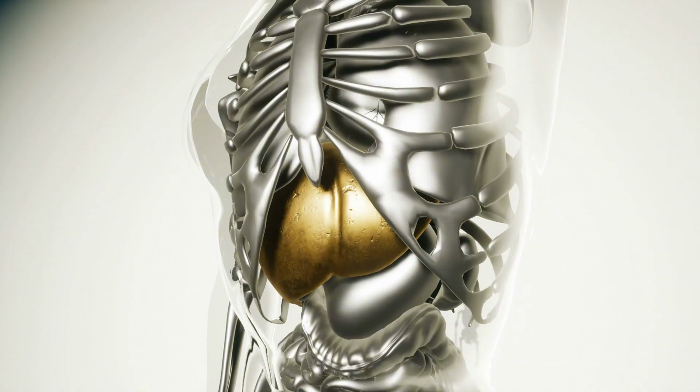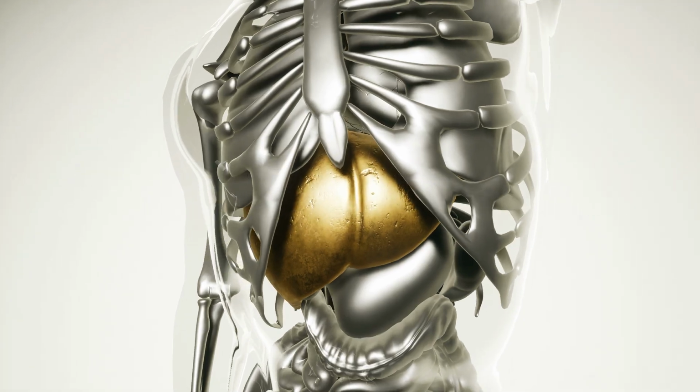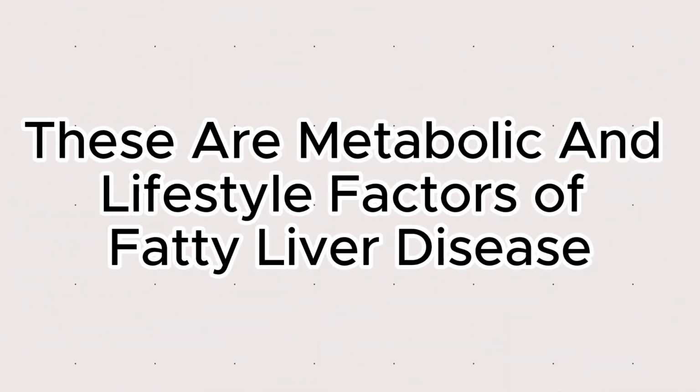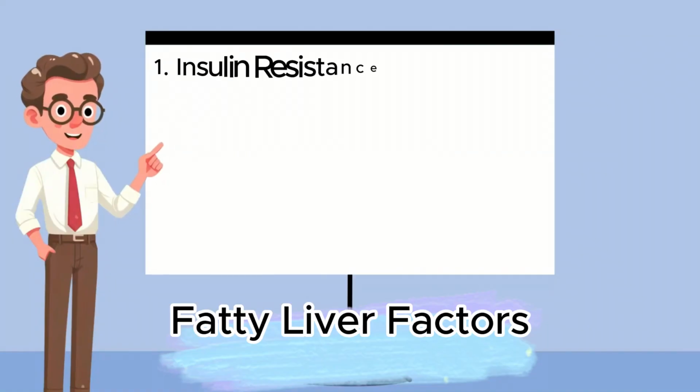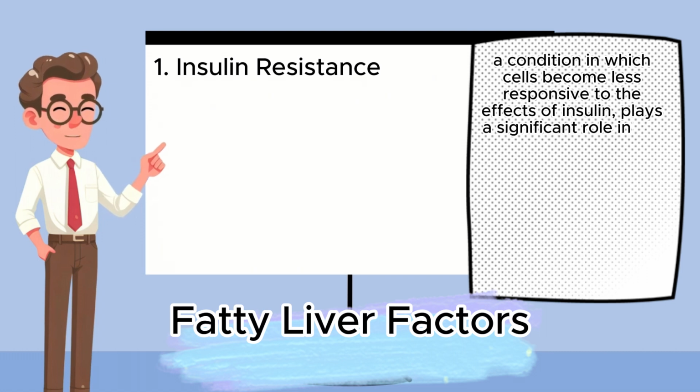Let's continue to explore why fatty liver occurs. The development of fatty liver disease is influenced by various factors. These are metabolic and lifestyle factors of fatty liver disease. Number 1. It's insulin resistance. A condition in which cells become less responsive to the effects of insulin plays a significant role in the pathogenesis of fatty liver disease.